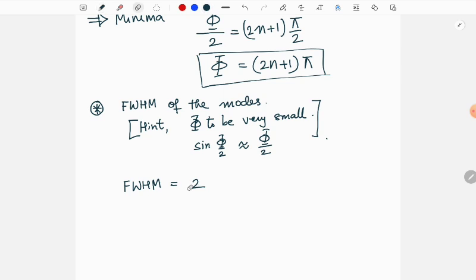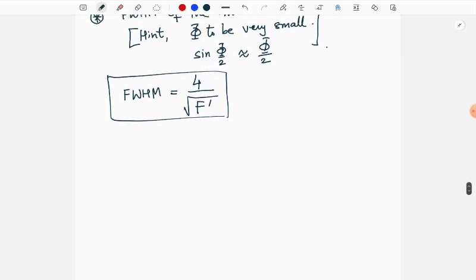4 by square root f prime. This is an assignment. Please work it out and see that this is what you arrive at. So you see, so long we have used f prime, because of course there's something we will call F. So let's get to that.